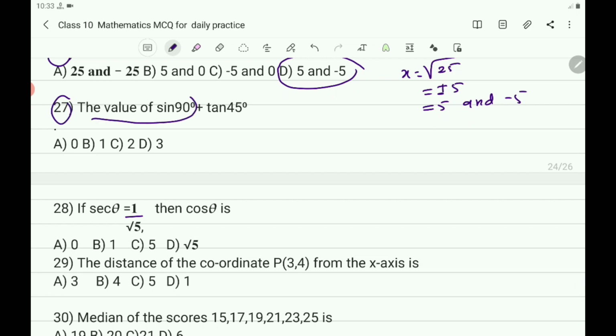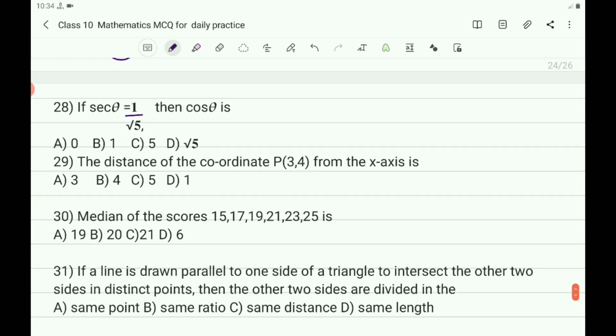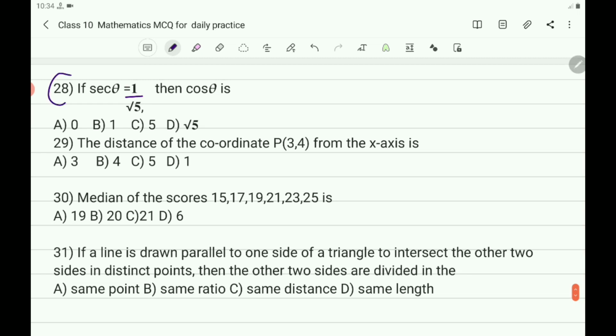Then the 27th question. The value of sine 90 degree plus tan 45 degree. You know that sine 90 is 1, tan 45 is 1. 1 plus 1, 2 you will get. Option C is the answer. That is 2.